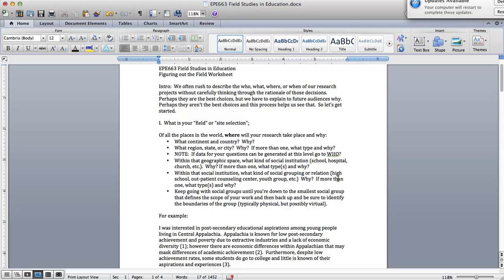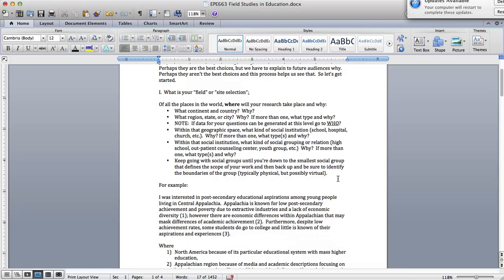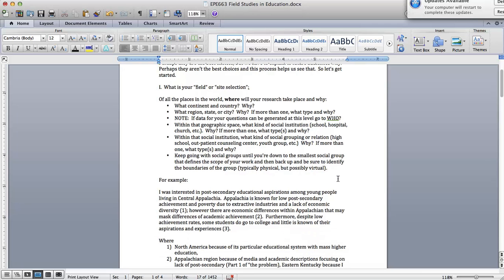So finally, in terms of where, think about it geographically in terms of boundaries. So who would, or we haven't talked about who yet, what would be inside this boundary and what would be outside of it? So let me walk through my example on where, and maybe it'll help bring this to light. In this research project, I was interested in post-secondary educational aspirations among young people living in Central Appalachia. I'm going to go through a little bit of my logic on this, the background for the study.